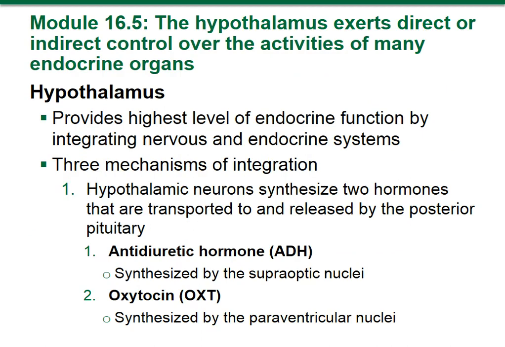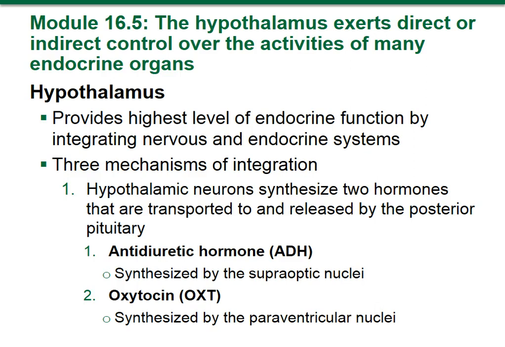Okay, let's move on. The hypothalamus. Of course, this is in the inner brain. The hypothalamus provides the highest level of endocrine function by integrating the nervous and endocrine system. So this is where they kind of come together. And there's three mechanisms of integration.